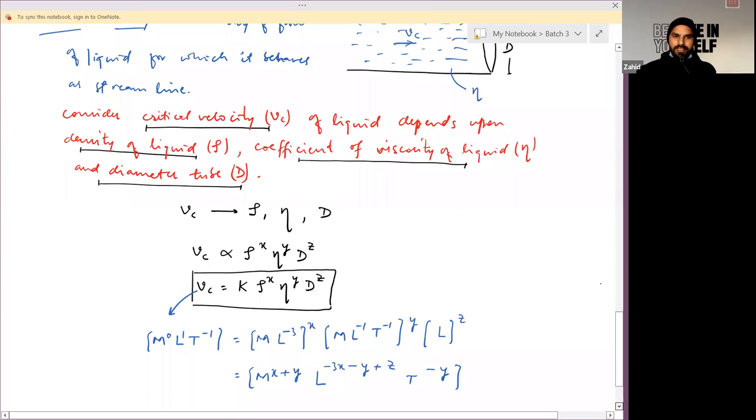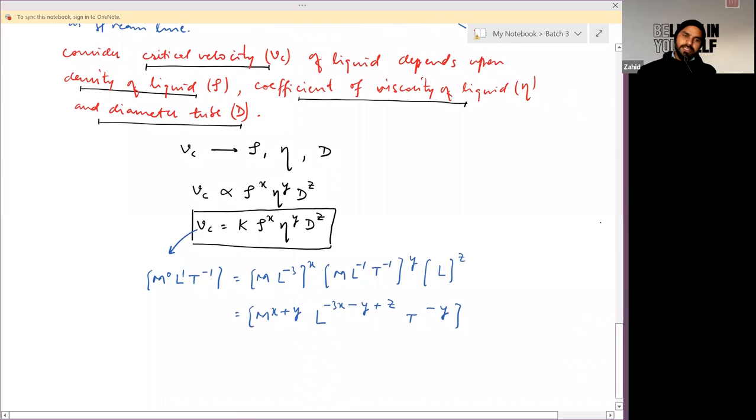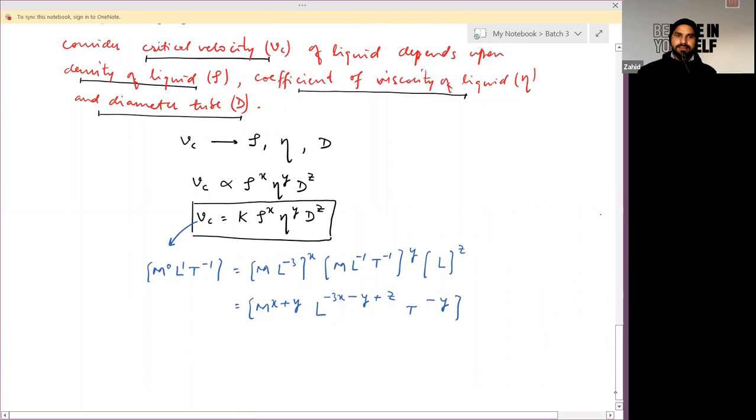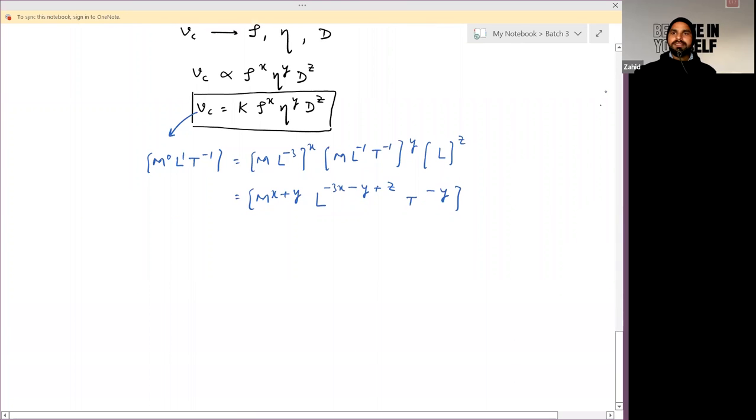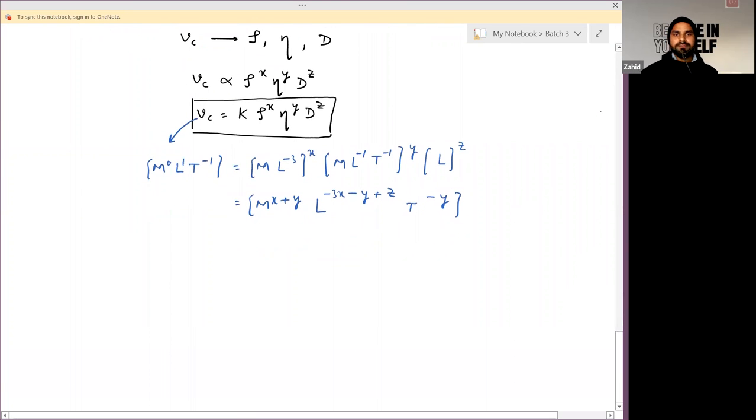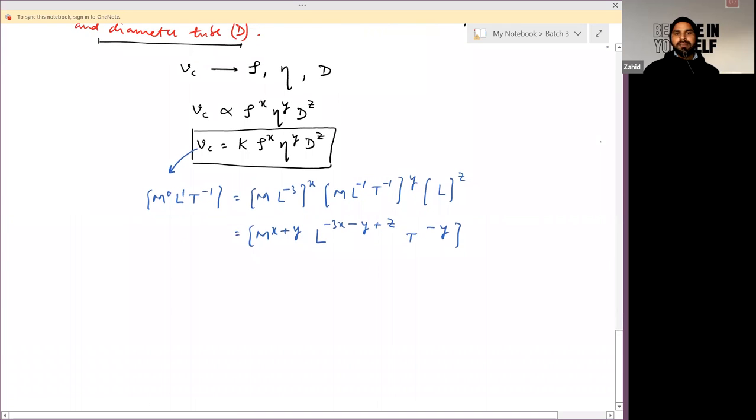Now just compare the exponents of each side of the same term to find x, y, z. Try to find and send me your answer. Just compare the exponent of the same term on either side: exponent of M with exponent of M, exponent of L with exponent of L, and so on.